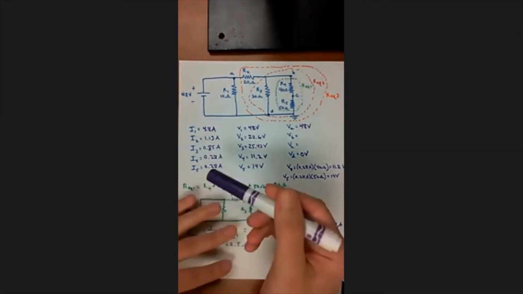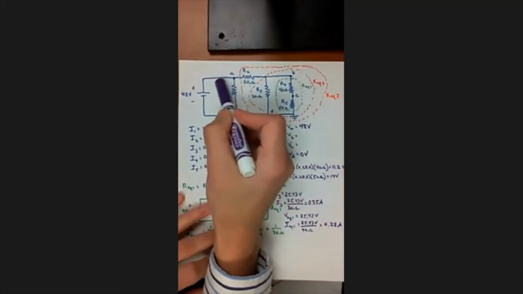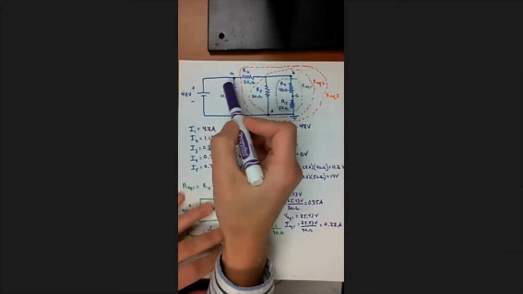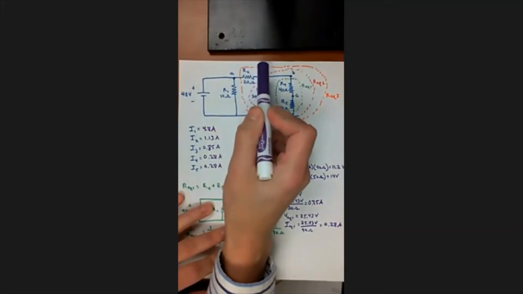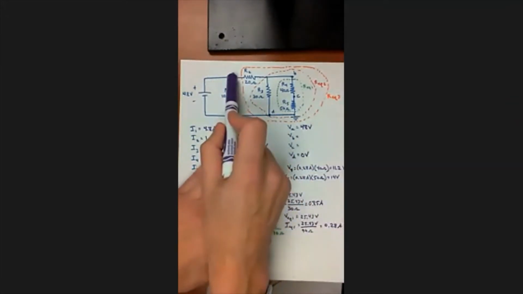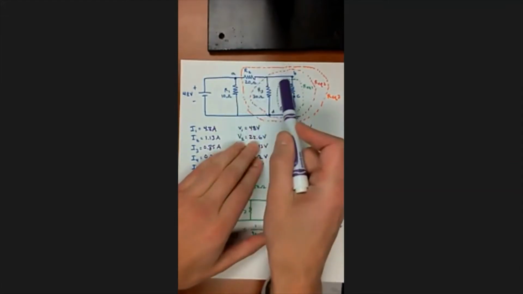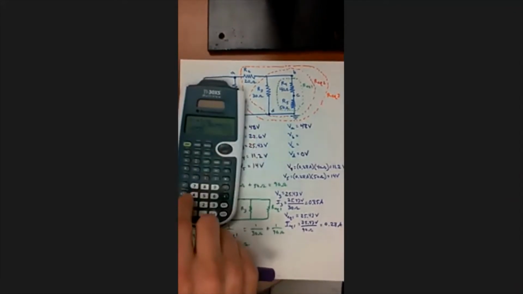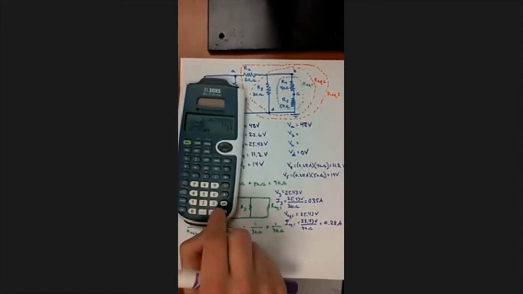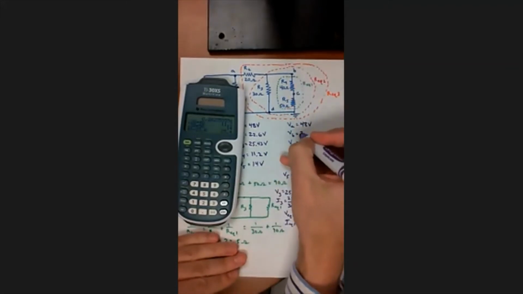All right, and to get the voltage at node B, okay, we are at 48 volts at node A, and then how much voltage do we drop from here across resistor 2 to get to node B? Well, what's V2? V2 is 22.6. So we're at 48 volts here. We drop 22.6 volts from here to here. So what are we at here? Well, whatever 48 minus 22.6 is. 48 minus 22.6 gives us 25.4 volts at node B.